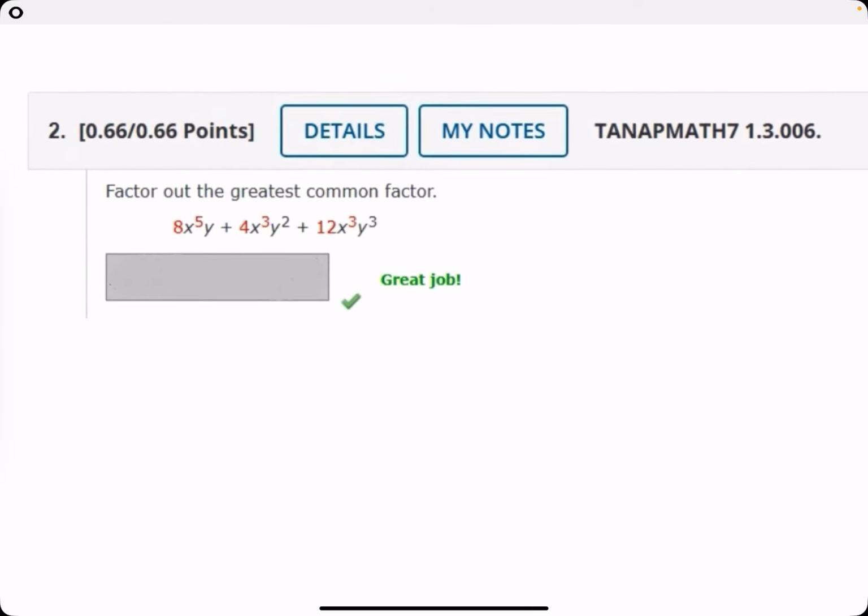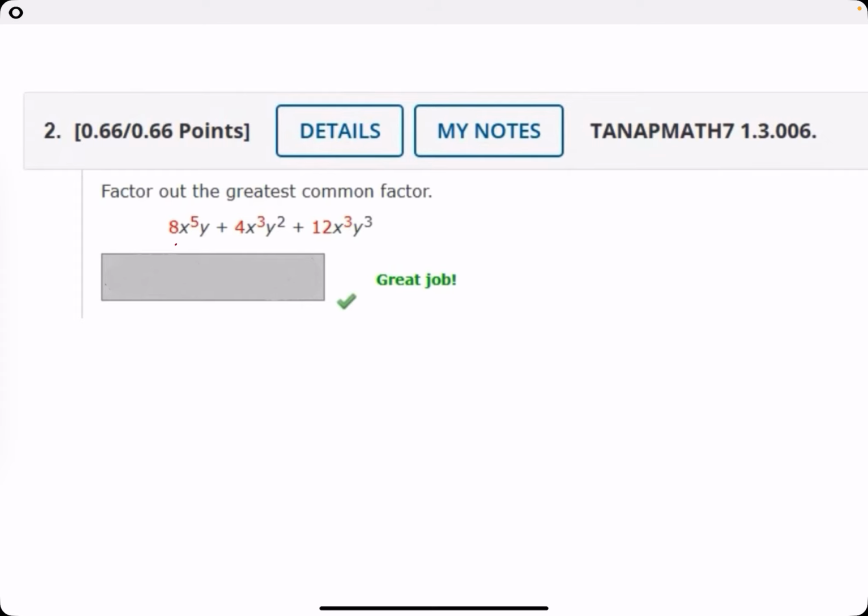Number 2, greatest common factor again. So now we have 3 terms to consider. Let's start with the numbers: 8, 4, and 12. We can factor out a 4. And then x-wise, we have x to the fifth, x cubed, and x cubed. We can factor out the biggest, x cubed.